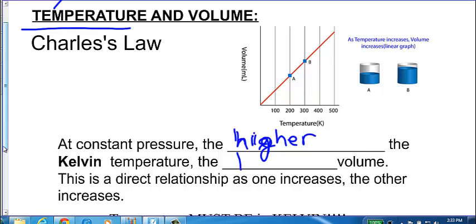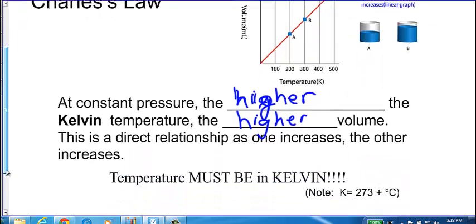The higher the temperature, the higher the volume. These do the same thing. As one goes up, the other goes up. And notice this is a straight line. Okay? It is not curvy. It is not parabolic, if that is a word. So this is what we call a direct relationship.